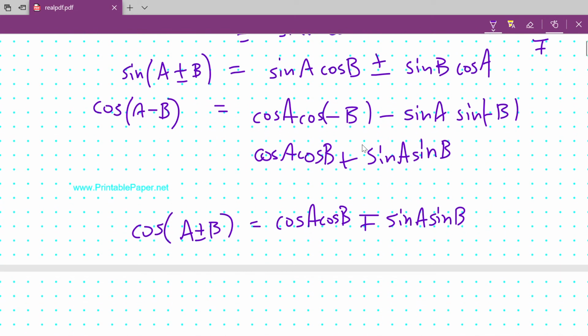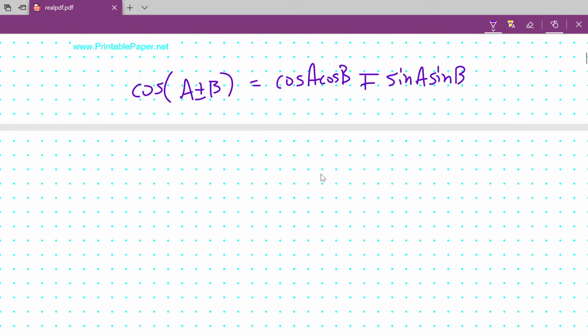So using this information, we are going to try and find tan(a plus or minus b). That's just an extra challenge. And if you want, pause the video, try and do this yourself, and think about how you would actually do this.